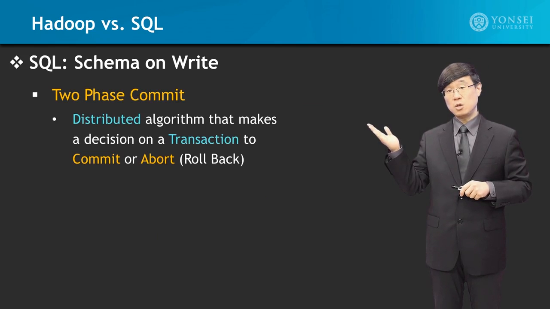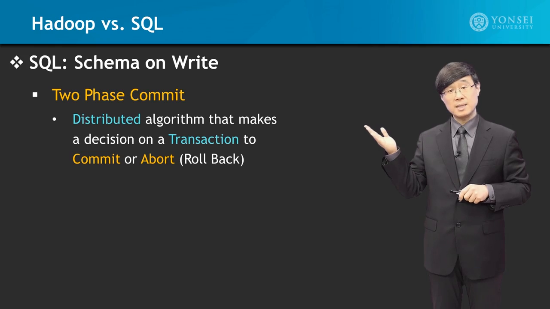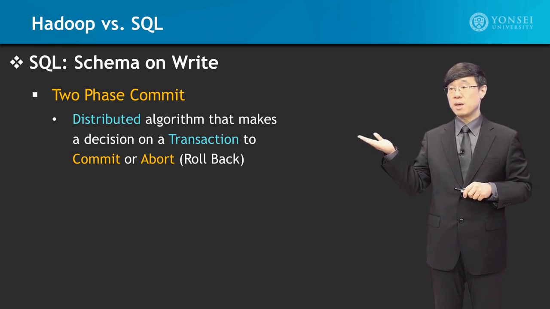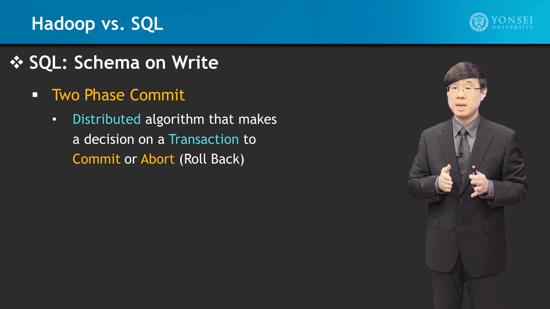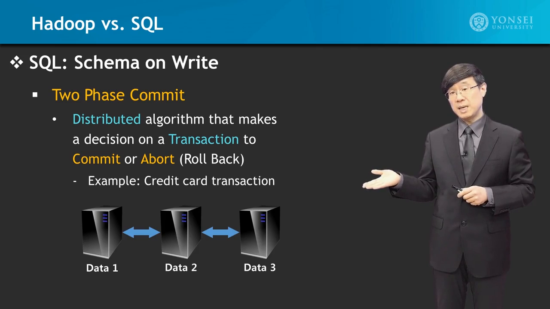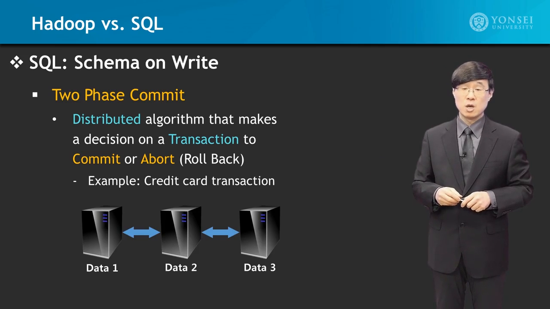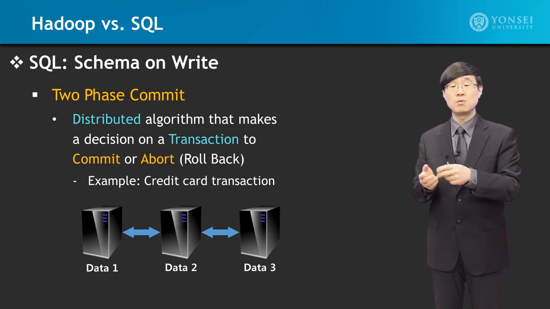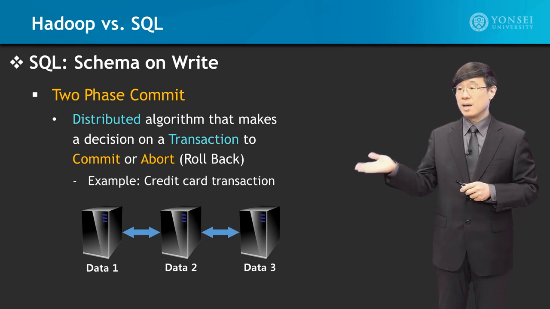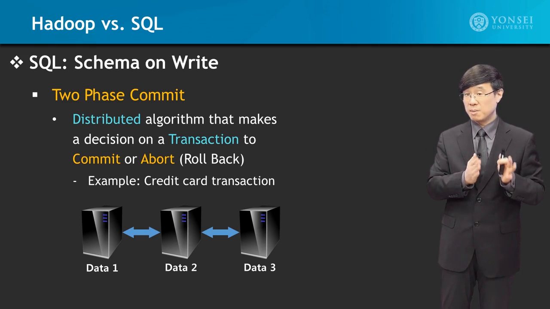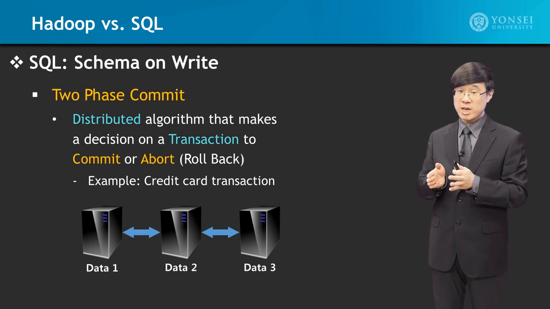The structure that is used within a schema on write SQL system is a two-phase commit system. It is a distributed algorithm that makes a decision on a transaction to either commit or abort. This example can be easily found in credit card transactions. When you swipe a credit card, it is either accepted for that amount or it is rejected. In some cases, it will give you a reason why it was rejected. This is typically what we talk about when we talk about a two-phase commit. The result is either committed, accepted, or aborted, rejected.